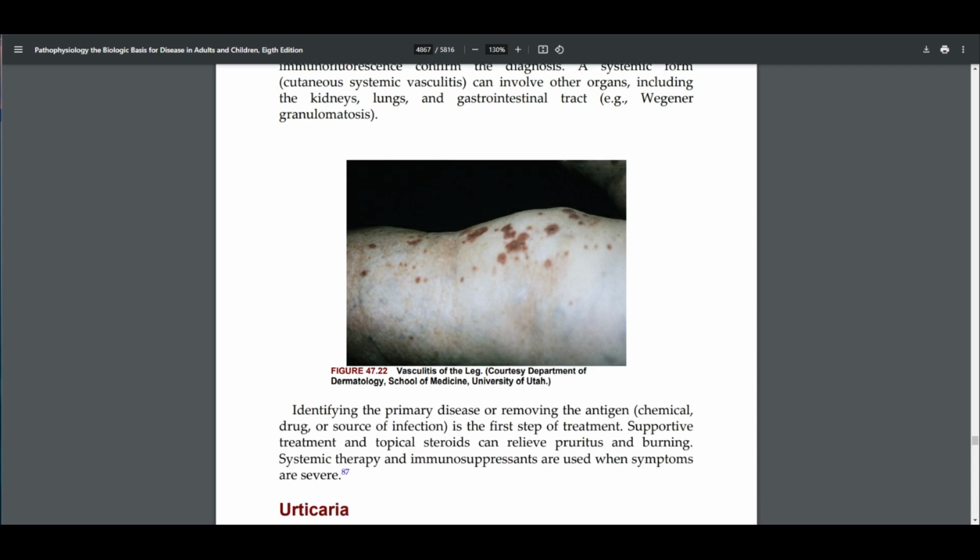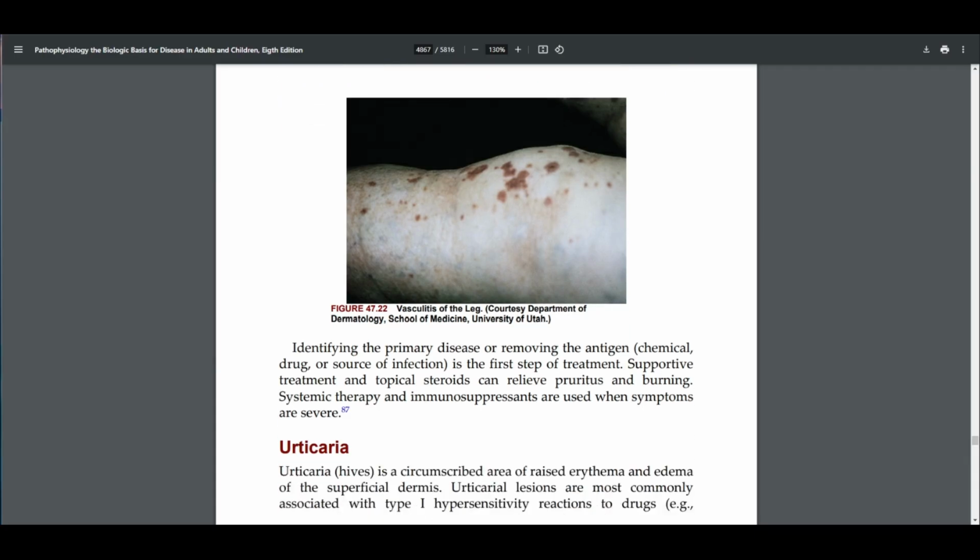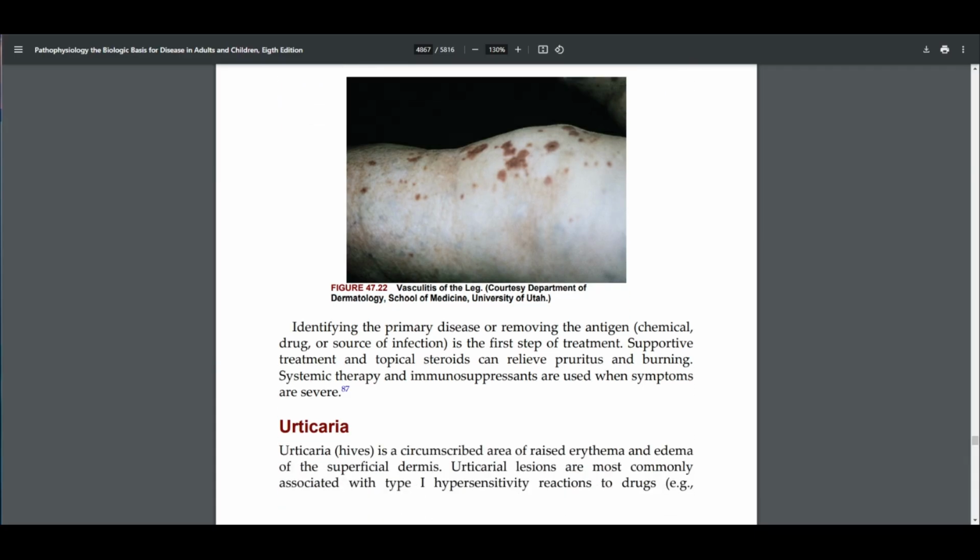Identifying the primary disease or removing the antigen is the first step of treatment. Supportive treatment and topical steroids can relieve pruritus and burning. Systemic therapy and immunosuppressants are used when symptoms are severe. So here you're taking a look at the vasculitis of the leg.